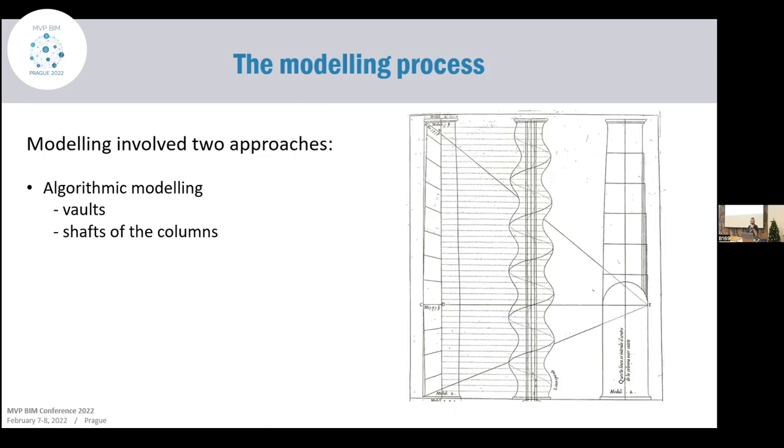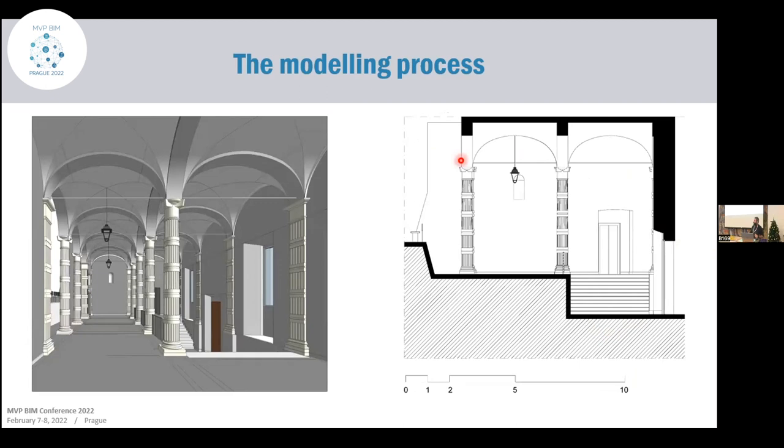Regarding the vaults and shafts of the columns, instead, we developed in the past some modeling algorithms based on treatise rules, using the VPL environment Autodesk Dynamo within Revit. This allows us to automate part of the process and speed up the modeling for those elements that are of a complex shape but follow relatively simple rules. In addition, algorithmic modeling allows us to implement some complex rules, like the construction of the entasis. In this case, we chose to implement the construction by Vignola. In this image, we can see the final model and a section extracted from the model.